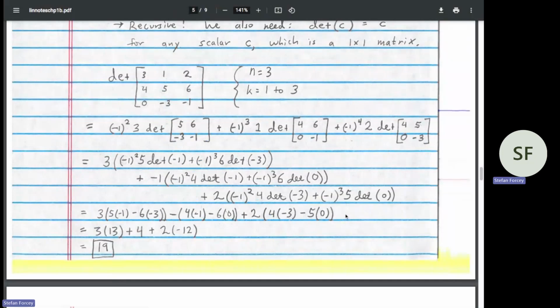And now working out those actual numbers, I get 3 times a negative 5 plus 18, so 3 times 13. I get negative 4 and then minus 0, so just a double negative 4, so plus 4. And then 2 times a negative 12, so negative 12 there. So I get 39 plus 4 is 43, and then minus 24 gives me 19.